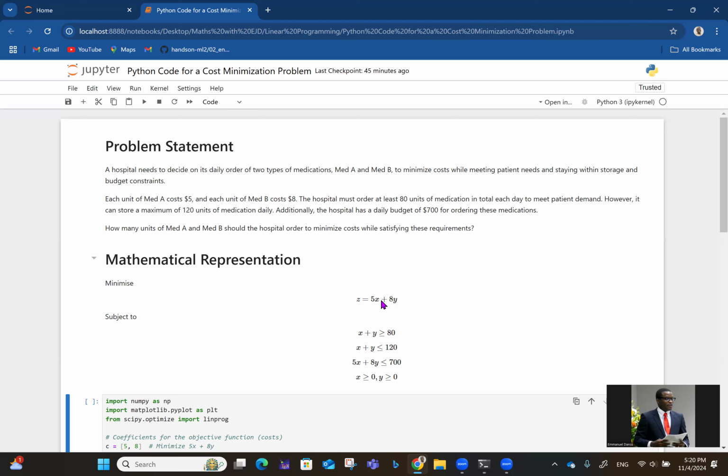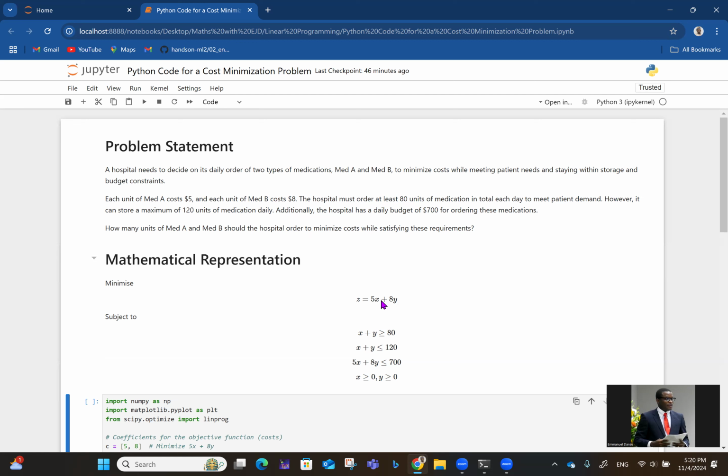So you are very free, as long as you know that X is the number of units of Med A and Y is the units of Med B. That's all. So if 1 unit of Med A is $5, if you order X units, that means you are going to spend $5X on Med A, and then you spend $8Y on Med B. So we are minimizing that cost on Med A and Med B with that combination.